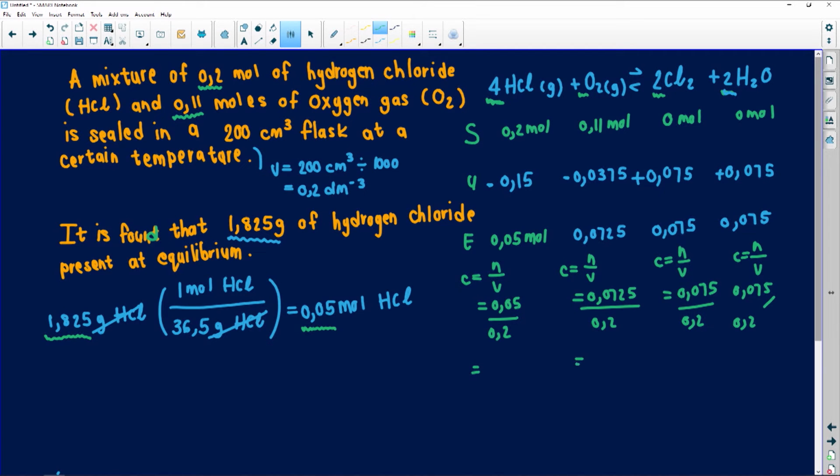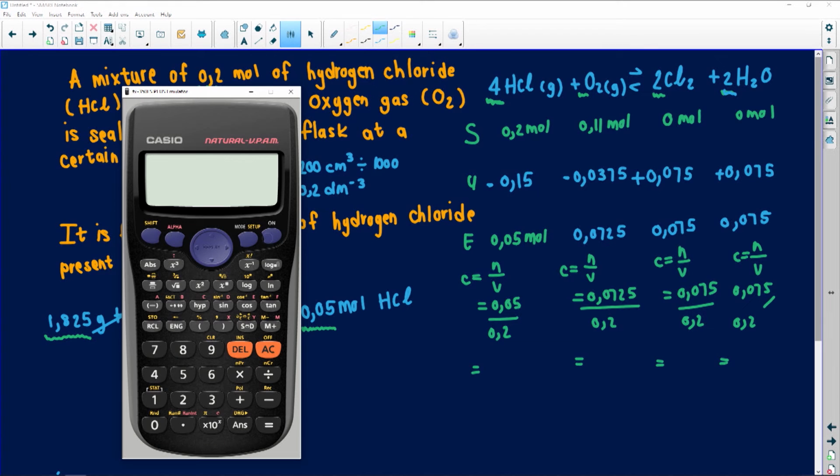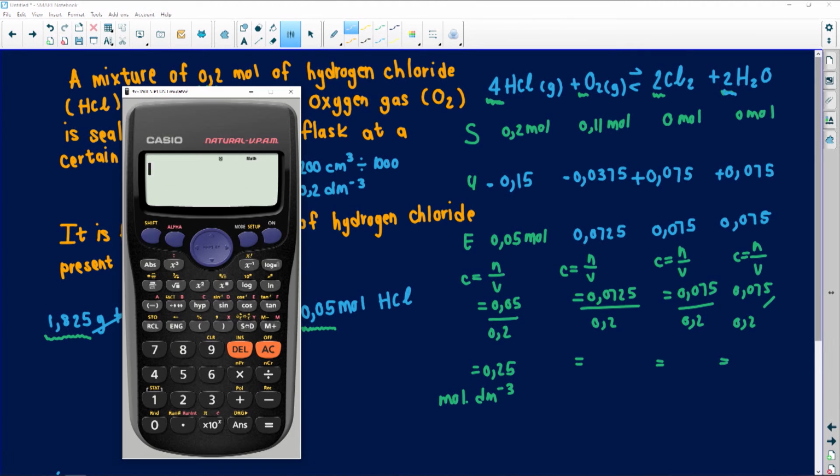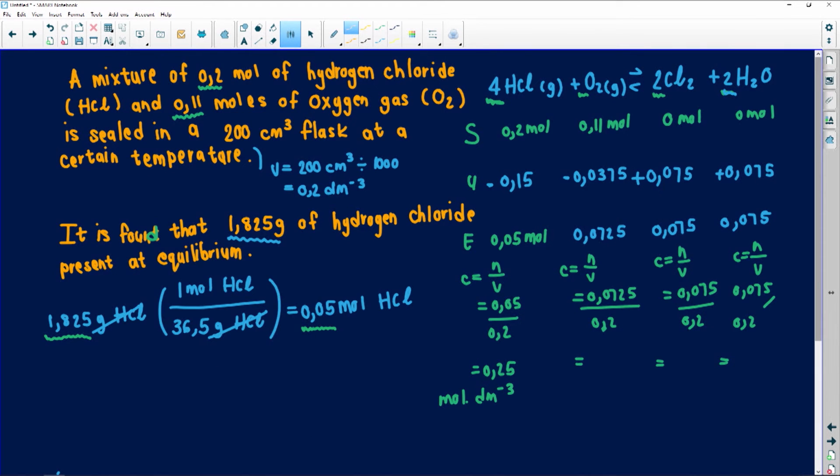Now let's work it out to what we actually have. Start with the first one. I'm going to start with this side. I've got 0.05 divided by, it's in a flask of 0.2 cubic decimeters. So I get 0.25, I get 0.25. Remember, when you're calculating concentration, it's mole per cubic decimeter. Now, if you're writing it on paper, you're obviously going to have more space. So make sure that it just looks nice and neat and your examiners see everything. We're going to do oxygen gas now.